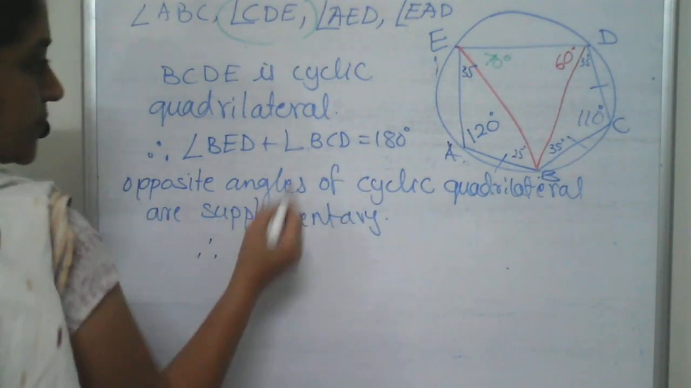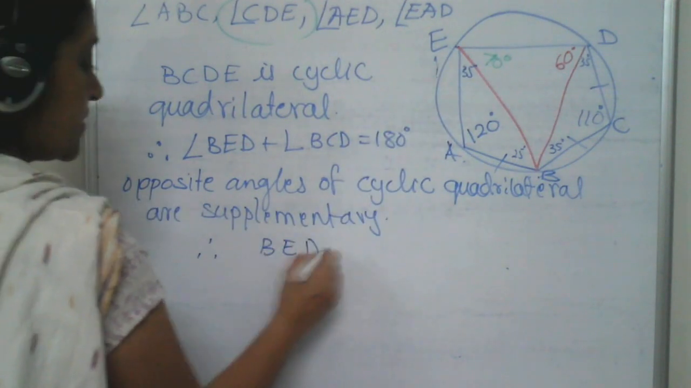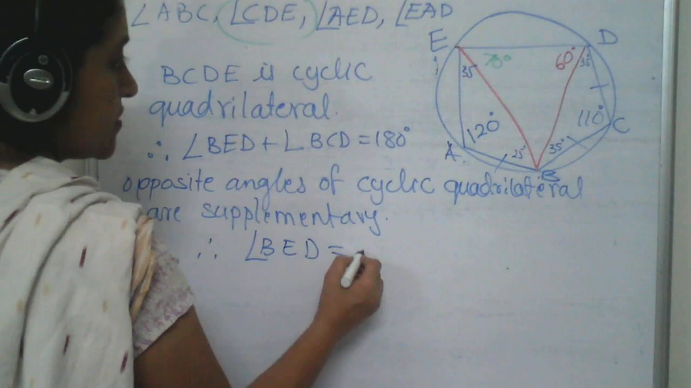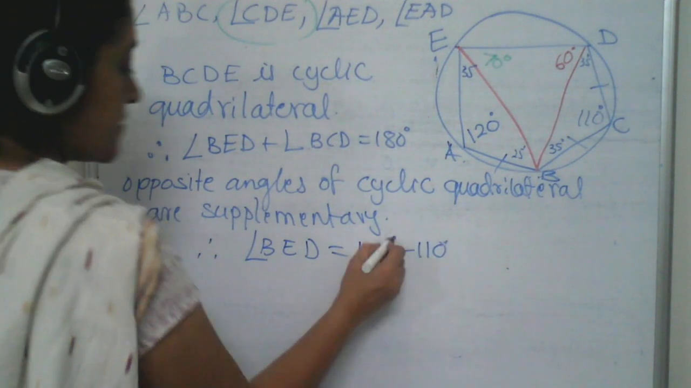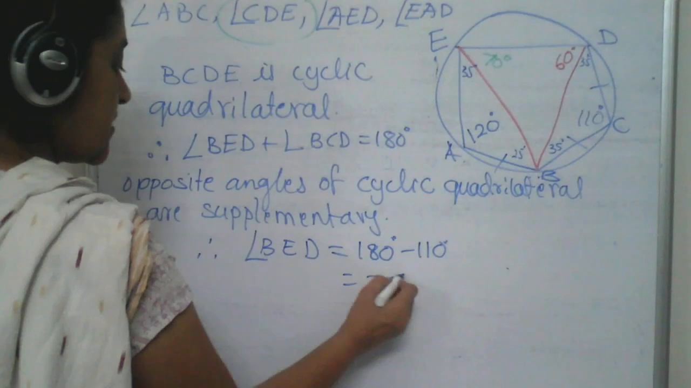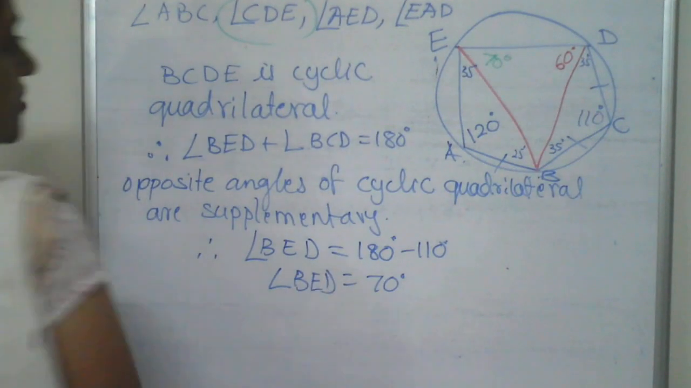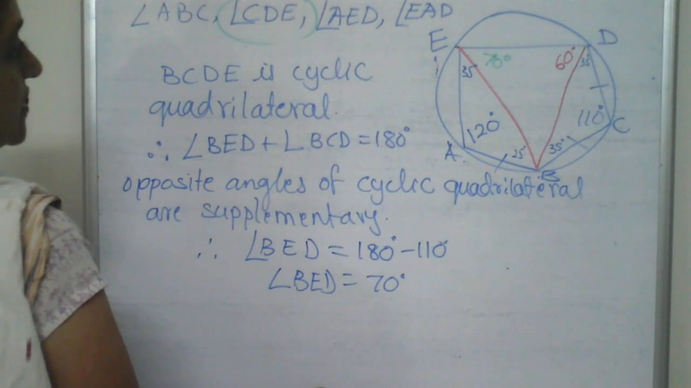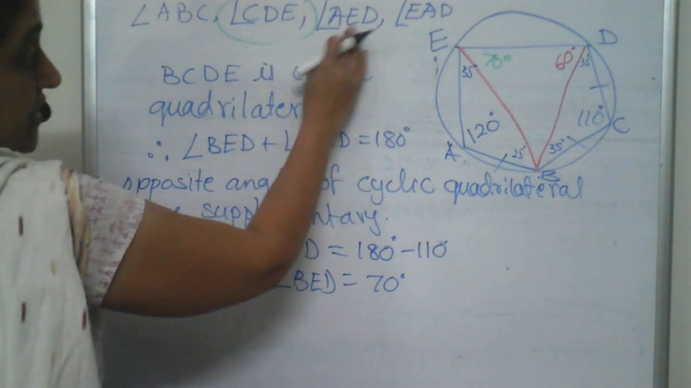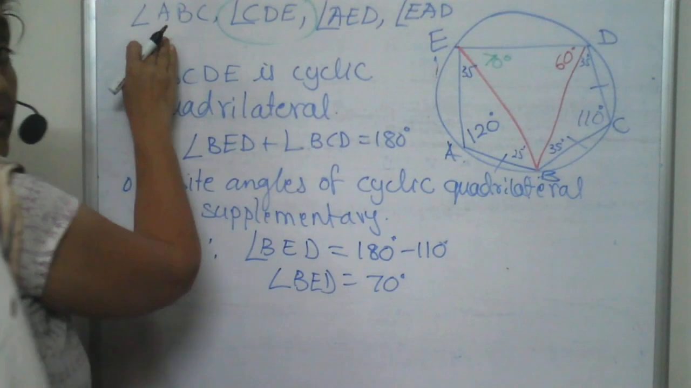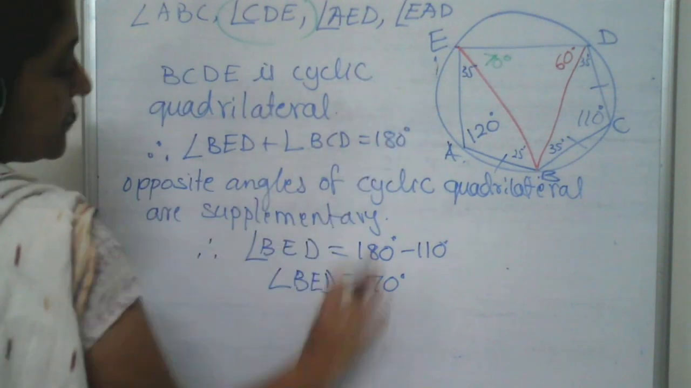Therefore what will happen? Now this angle BED is equal to 180 minus 110, that is 70 degrees, angle BED. Now BED is 70 degrees. You may say, ma'am, so much we found, we are not writing anything from these questions, what we have to find. Now we have almost found everything.